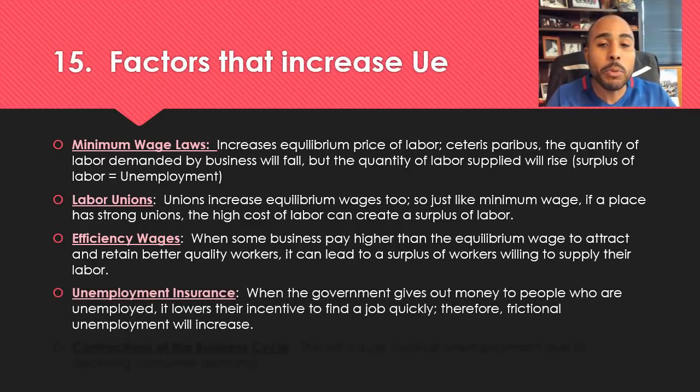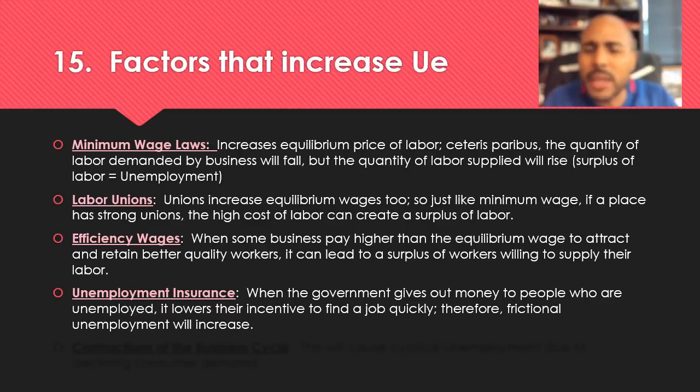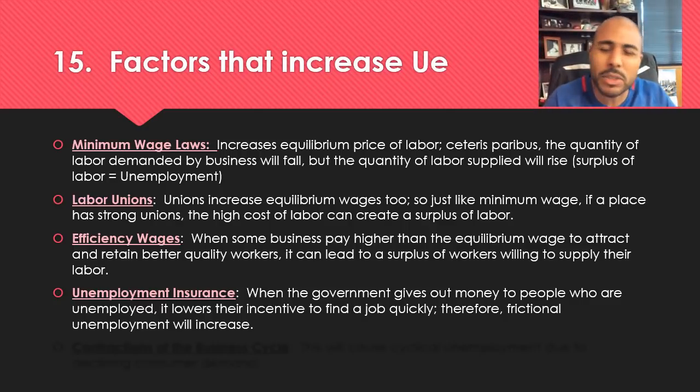All right, unemployment insurance. When the government gives out money to people who are unemployed through no fault of their own, usually people who are cyclically unemployed, it lowers their incentive to find another job quickly. They're going to take their time to find a job because they've got money coming in. They're not desperate. So, therefore, frictional unemployment increases whenever unemployment insurance is offered by the government.